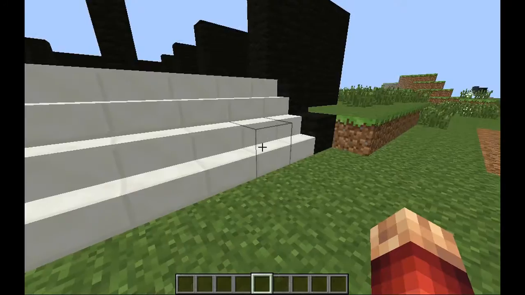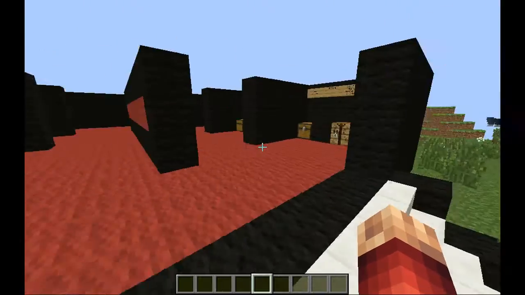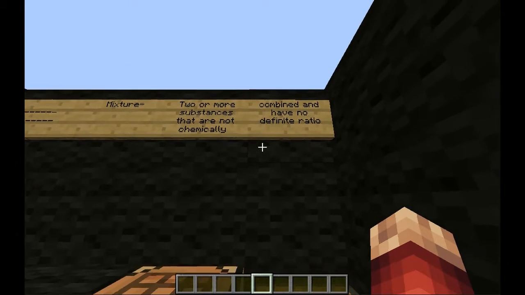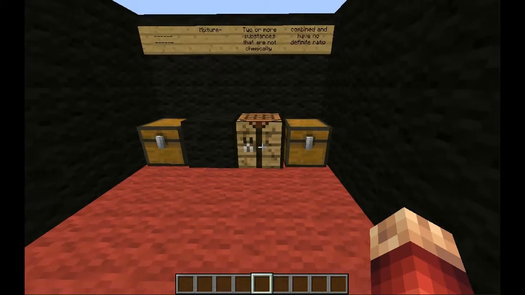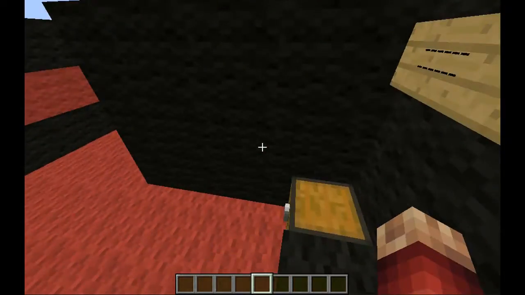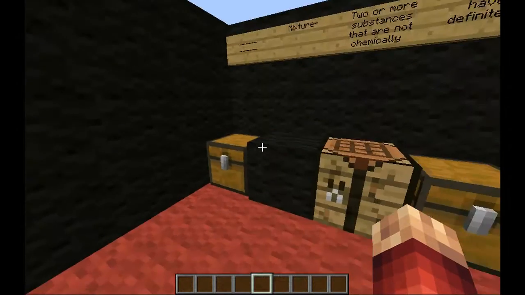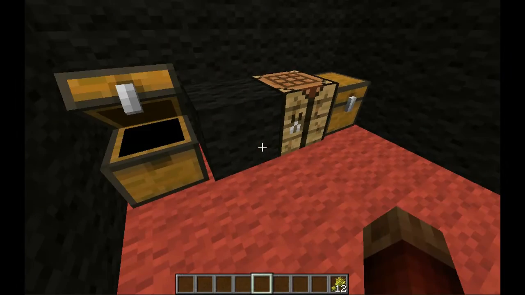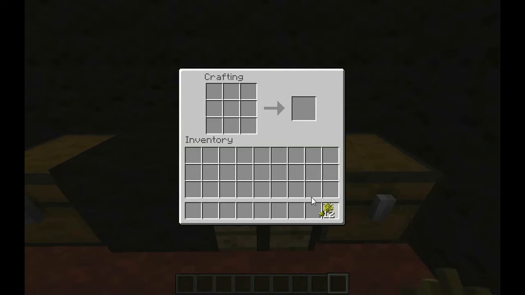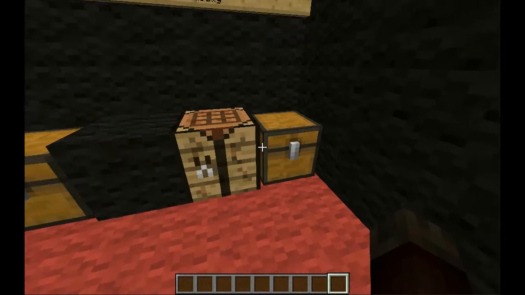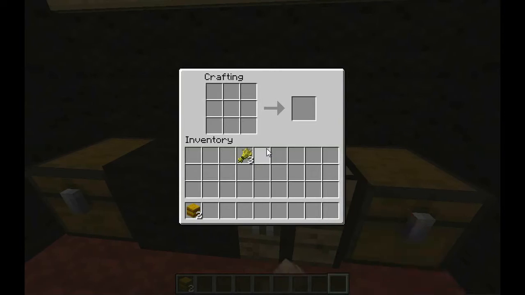Alright guys, now we're going to take a look at some mixtures, so let's go. Alright, a mixture is two or more substances that are not chemically combined and have no definite ratio. So that pretty much means they're just kind of put together, and they're not burnt or anything, they're just mixed together like Kool-Aid. Now a little demonstration that I have is if we take some of this wheat and we combine it together, it'll make a hay bale. And you can tell that this is a mixture because in a mixture you can separate the stuff back out into what you originally made it with.